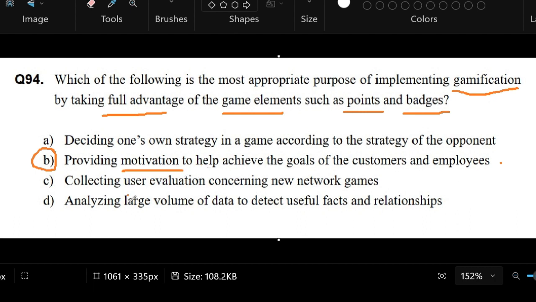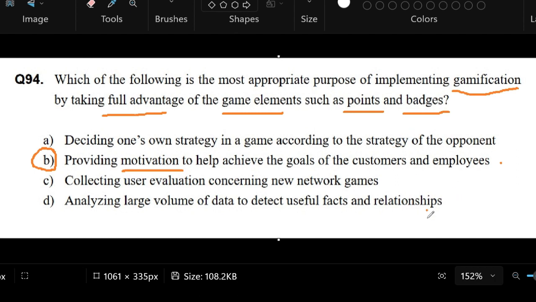Letter C is saying collecting user evaluation concerning new network games. I think you can do this without necessarily putting in the gamified elements, although I guess it can also be used in doing something like this. Analyzing large volume of data to detect useful facts and relationships. Okay, so that's also okay.